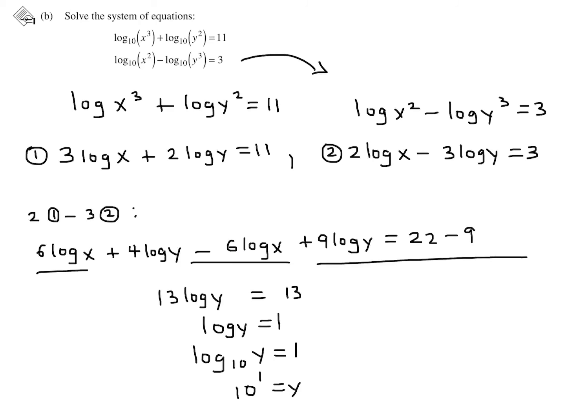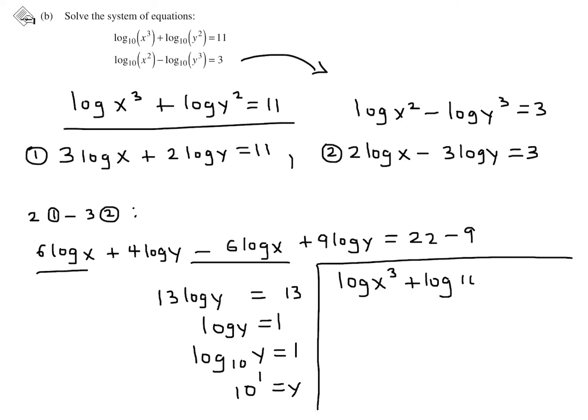And we have to now solve for x. Now solving for x, you can just substitute the value of y into any one of these, and that should be sufficient. So let's do that. We'll sub it back into, I guess, this one. We have the log of x to the power of 3 plus the log of y squared is equal to 11.